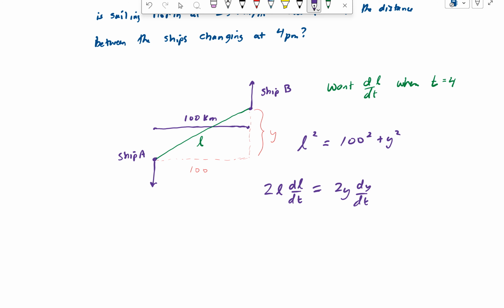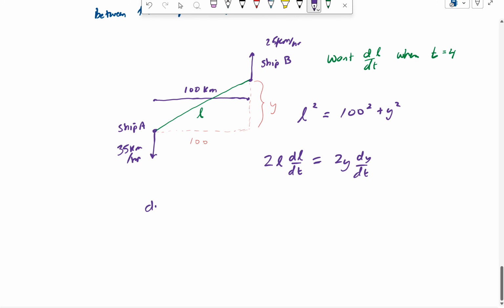So notice, since ship A is going this direction and it's going 35 kilometers per hour, and this is 25 kilometers per hour, y itself is changing at the sum of those. So dy dt is changing at 25 plus 35 kilometers per hour. So this is 60 kilometers per hour.